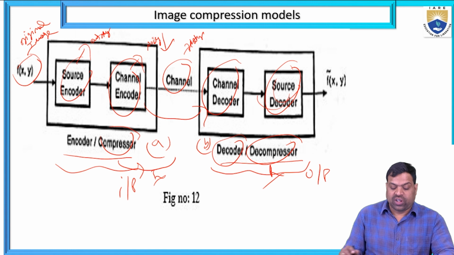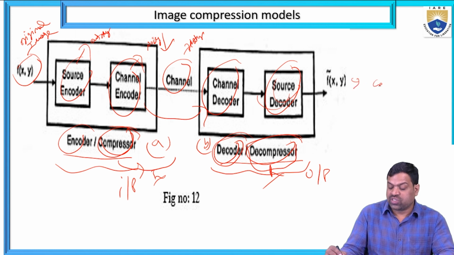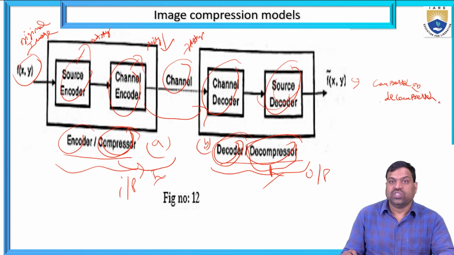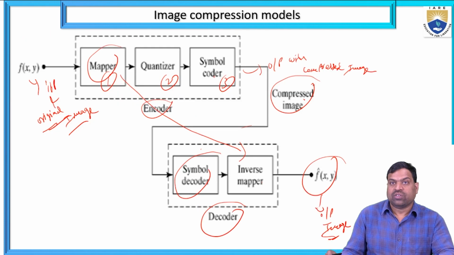So encoder and decoder. At the encoder side, we call it a compressor. The decoder side is called a decompressor. F of x comma y is the original, and f dash of x comma y is the compressed or decompressed image. So the source encoder and channel encoder form the encoder. At the decoding system, there are the channel decoder and source decoder.